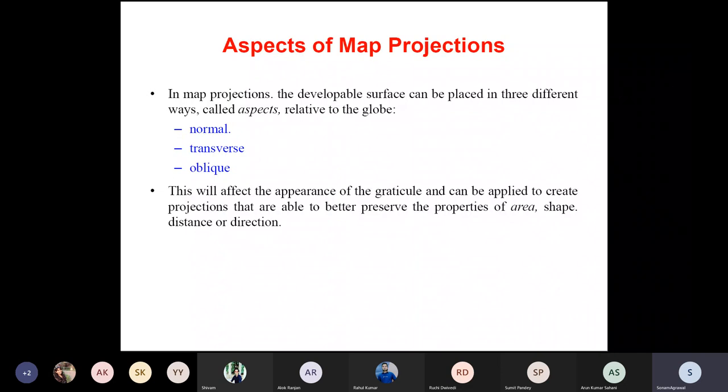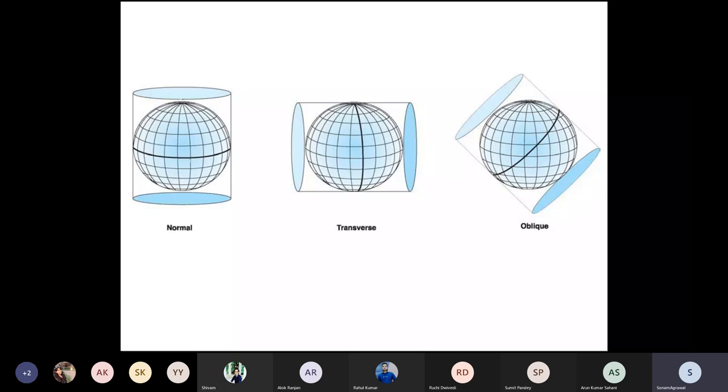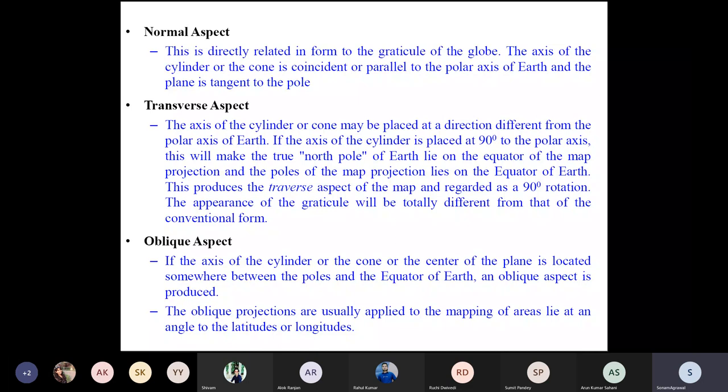First, all of you try by yourself to make a normal projection. Normal means when the angle between the developing surface and the earth is 90 degrees. In transverse, it is 0 degrees. In oblique, it is between 0 and 90 degrees. I think I have told you something wrong. In normal, the polar axis of the earth and the developing surface are parallel to each other.